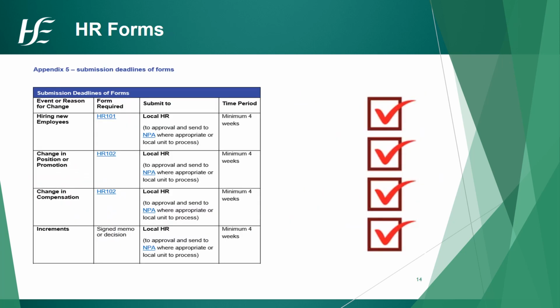I just want to draw your attention to a new addition in the NFR B3, which lists all the HR forms, where to send them to and when to send them by. So it is a very useful page to have if you have someone taking different types of leave in your team. So you can find that in Appendix 5 of the NFR.